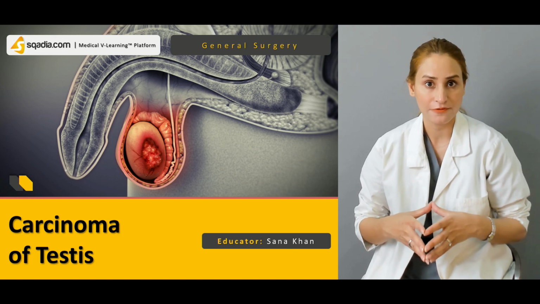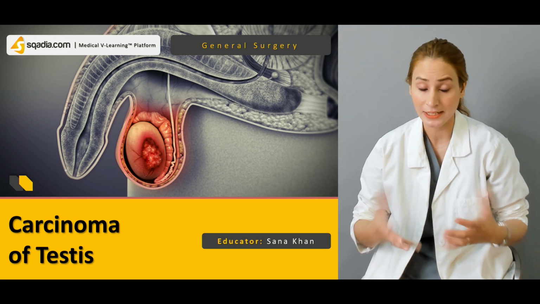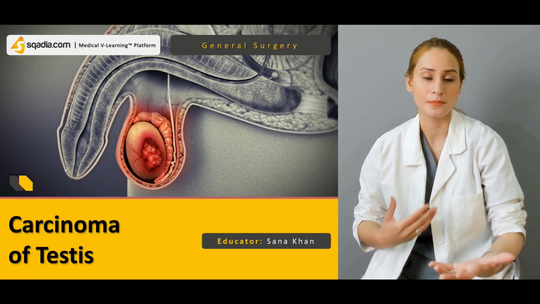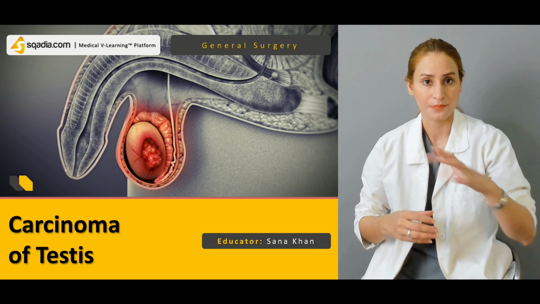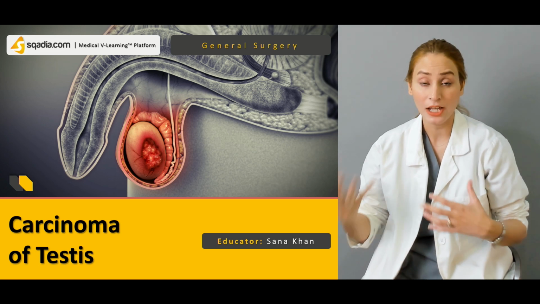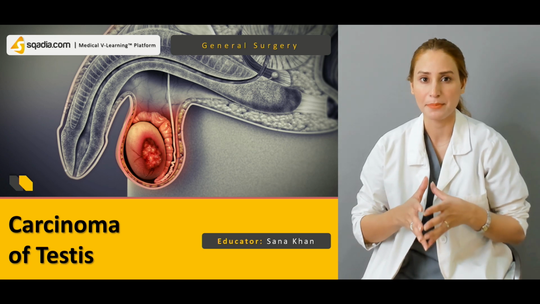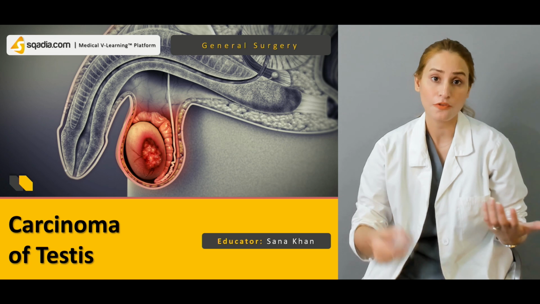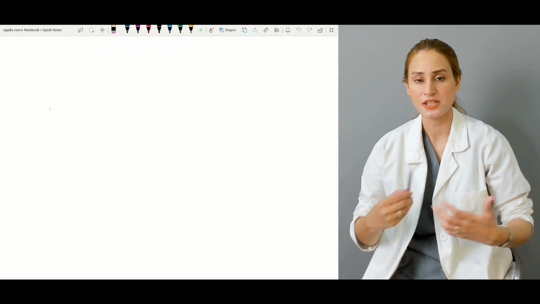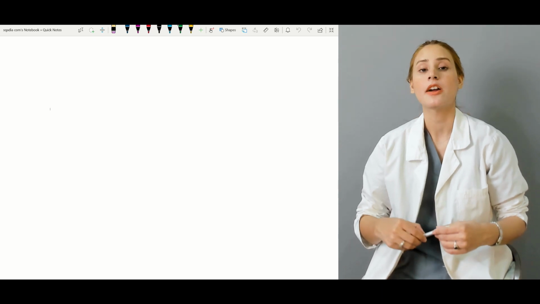But today our main focus will be the carcinomas of the testes, and obviously we'll be talking about the classification. But before I jump to the classification and start discussing the carcinoma of the testes, I would like to draw a diagram for you to understand a little bit about the anatomy of the testes. I know you have been familiar with this, but still, just to give you a brief description so that you can understand the spread of the carcinoma particularly.